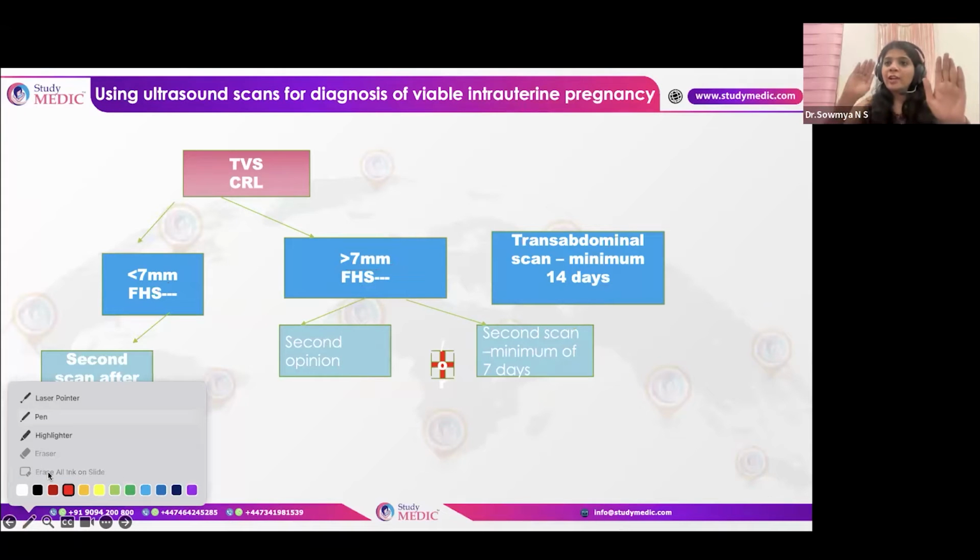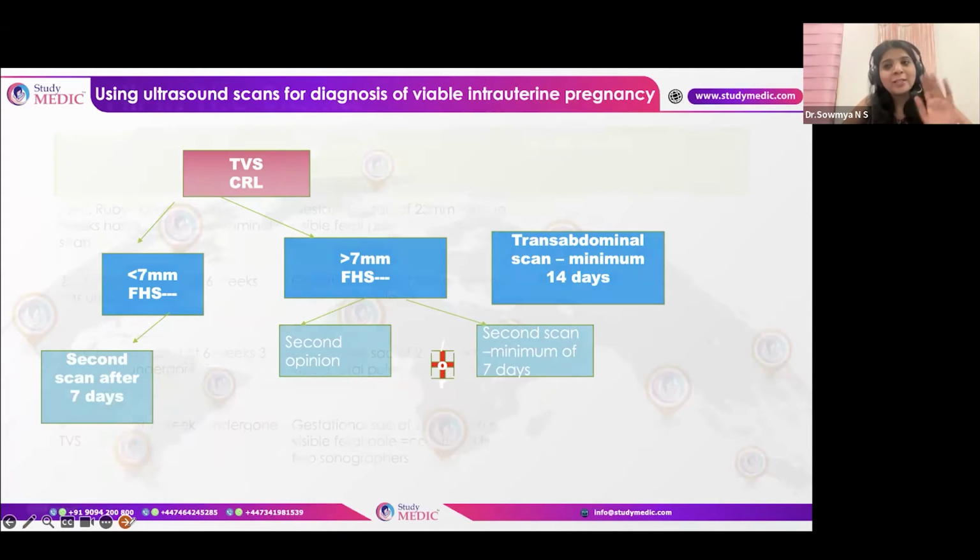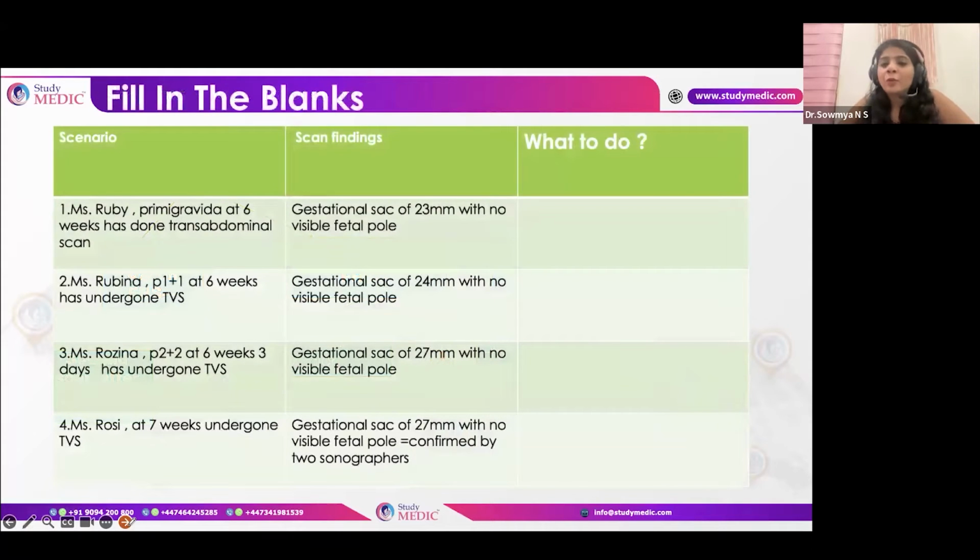So remember 25 and 7: 25 for gestational sac, 7 is the cutoff for CRL. And obviously for transvaginal scan, you would tend to repeat after 7 days. For abdominal, it's always after 14 days.